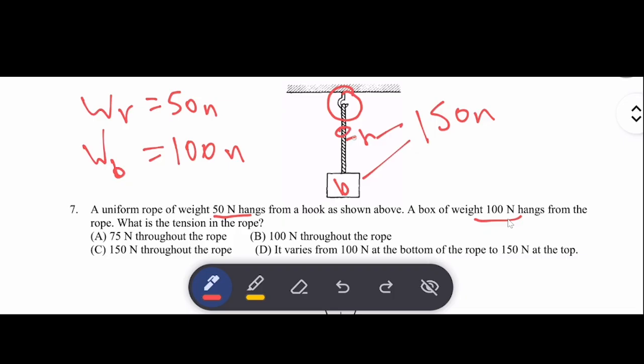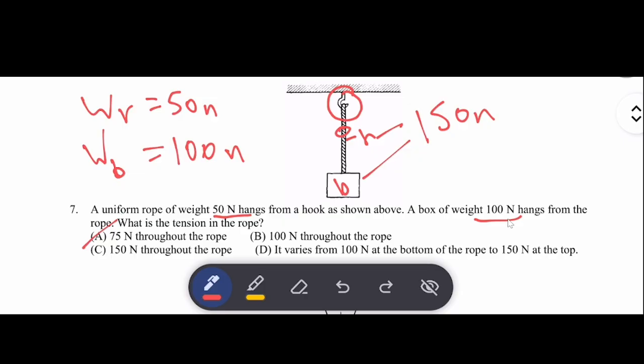Lower down, it would be around 100 newtons from the block already, and then some portion of the weight of the rope. So no matter what, it's going to have that 100 newtons from this block. So there's no way that it can be less than 100, letting A be crossed out.